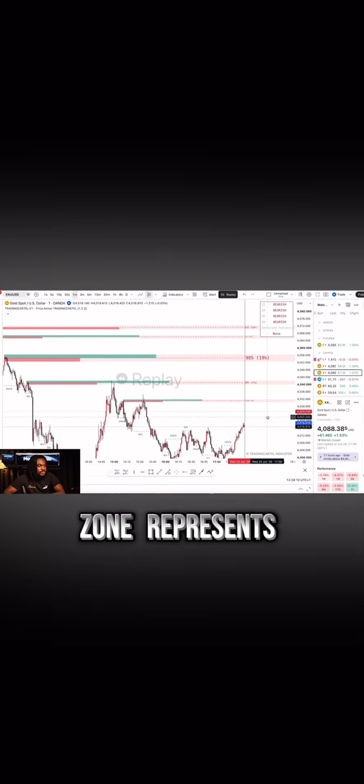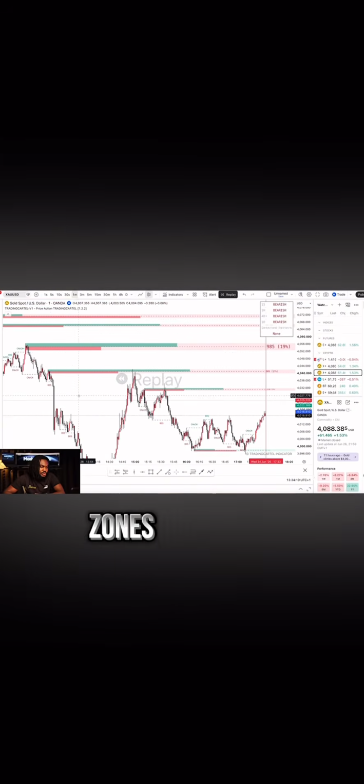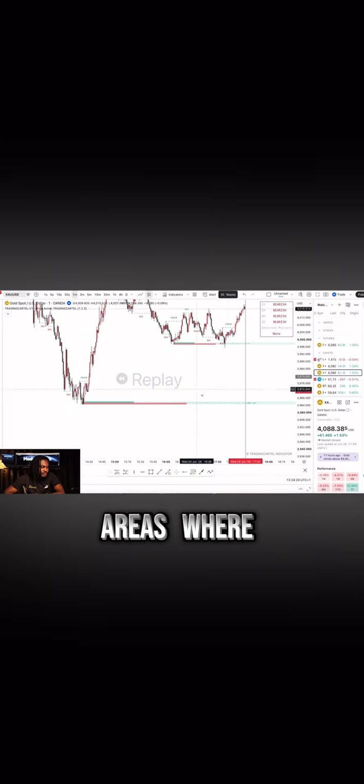The red zone represents supply zones or potential selling areas. Whenever price returns into these zones, I'm already preparing for possible sell opportunities. The green zones represent demand zones or buying areas. These are areas where buyers have previously entered aggressively and there's a high probability that price may react there again. For example, on the chart we can clearly see price reacting beautifully from the lower green demand zone before pushing higher.